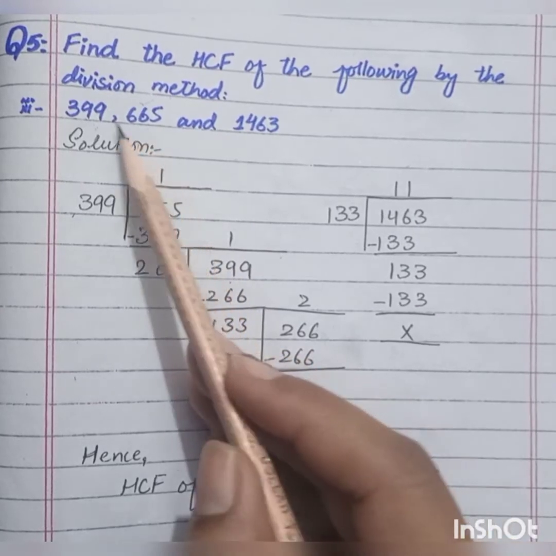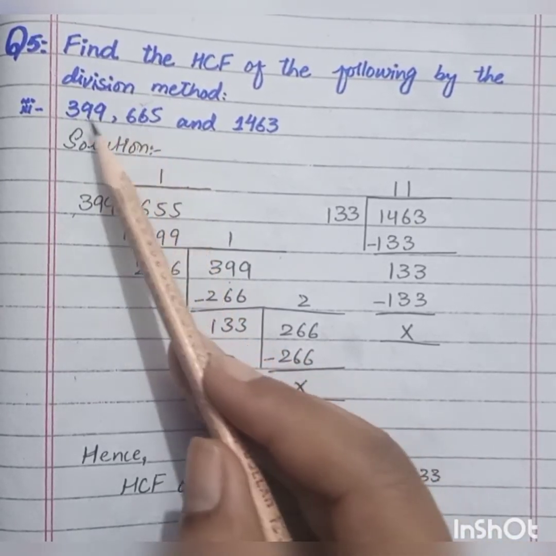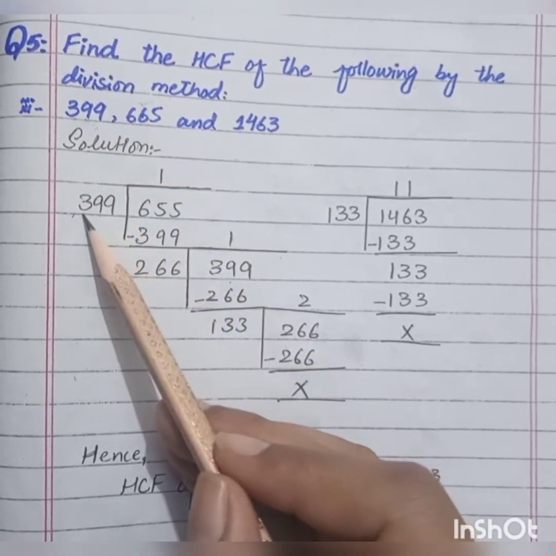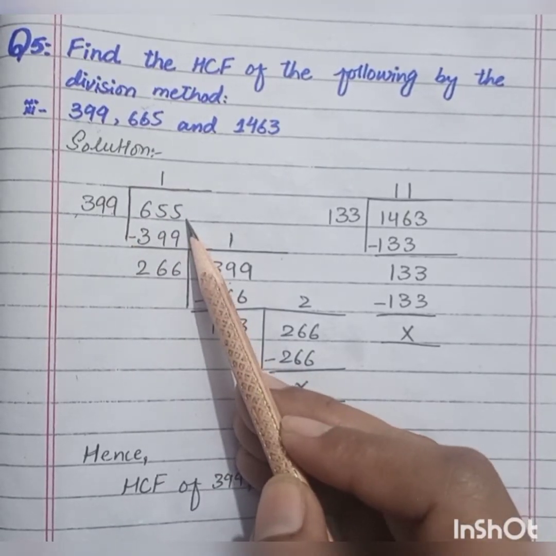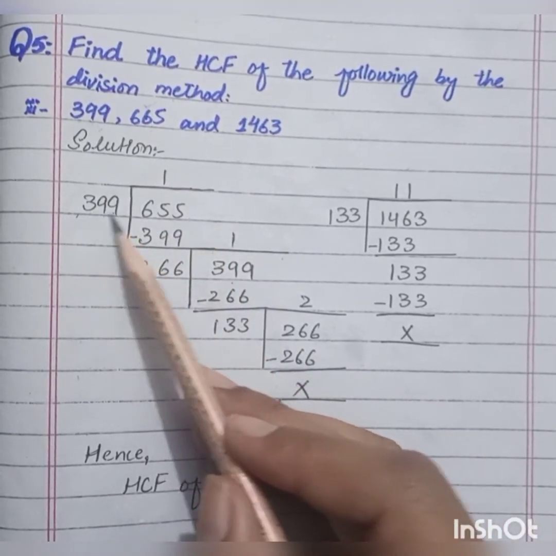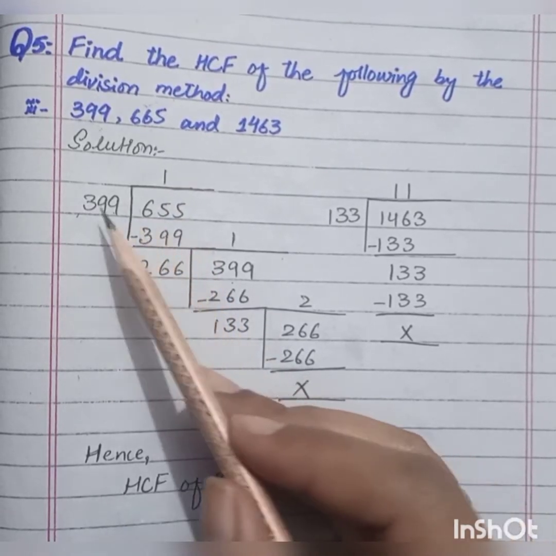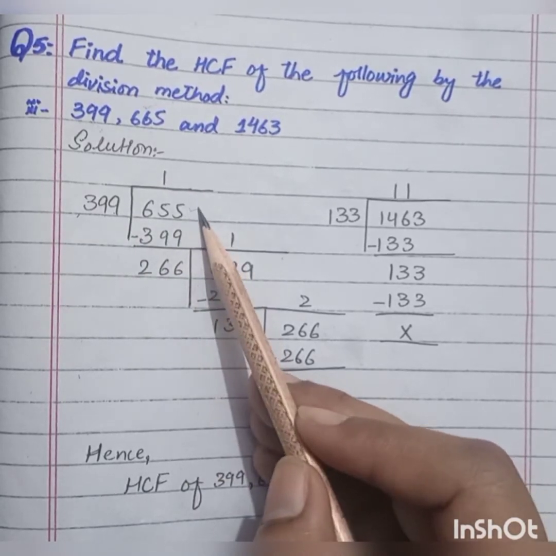First we will solve these two numbers. The greater number is 665 and the smaller number is 399. Here you can see that 399 is a divisor and 665 is the dividend. Now solve it. If we multiply 399 by 1, the answer is equal to 399. And if we multiply 399 by 2, the answer would be a greater value than 665.